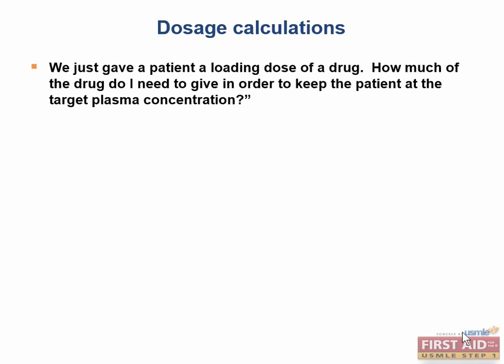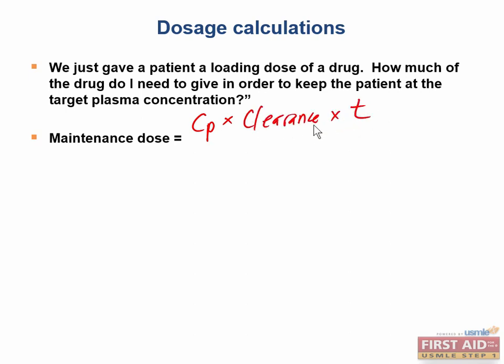Now what about the question: we just gave a patient a loading dose of a drug. How much of that drug do I need to keep giving in order to keep that patient at a target plasma concentration? Well, our answer is going to be given via the maintenance dose. The maintenance dose is equal to our target plasma concentration times the clearance times a dosage interval, which is going to be denoted by tau, all of that divided by capital F, which was our bioavailability. Note that the maintenance dose equation is going to be dependent on the clearance.